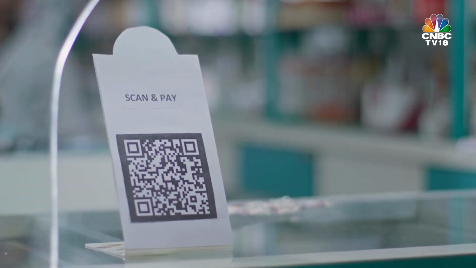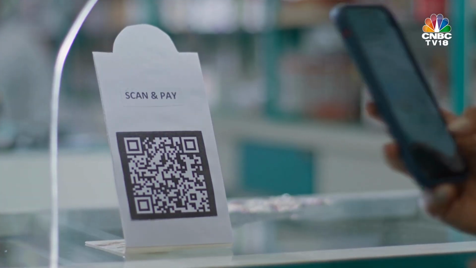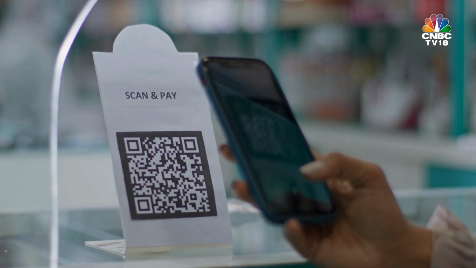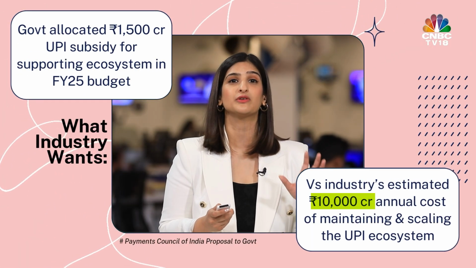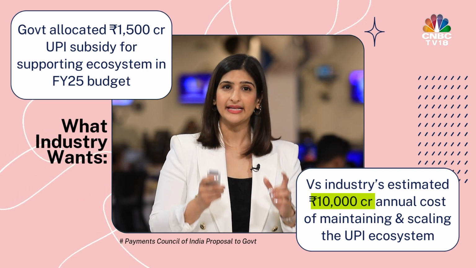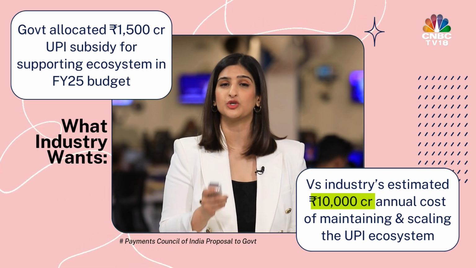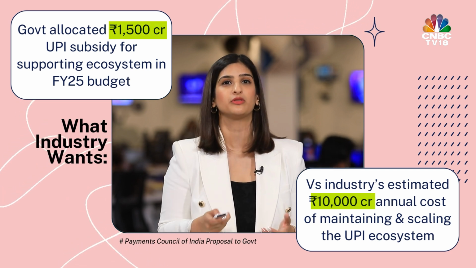But here's where things get interesting. Maintaining this large UPI ecosystem is quite expensive. The industry, in fact, estimates it costs around 10,000 crores per year. But this year's budget, for instance, allocated just 1,500 crore rupees to support the UPI.